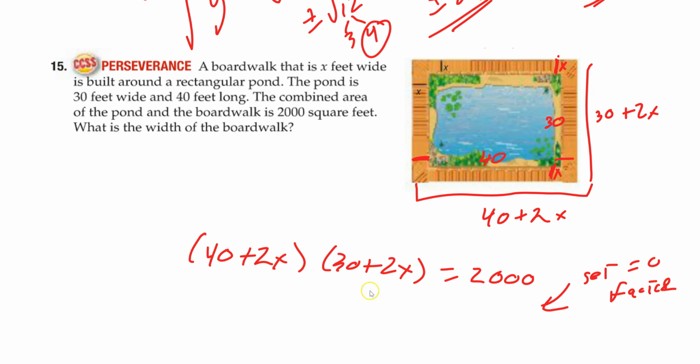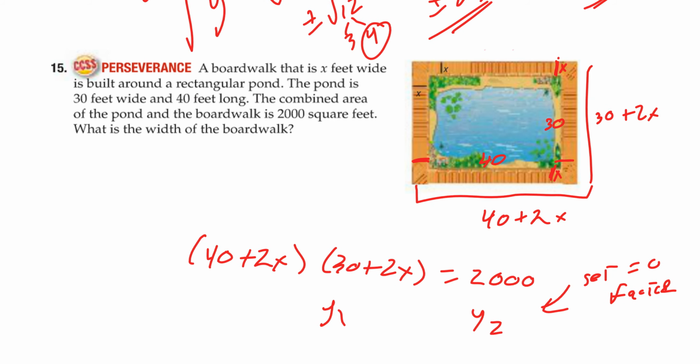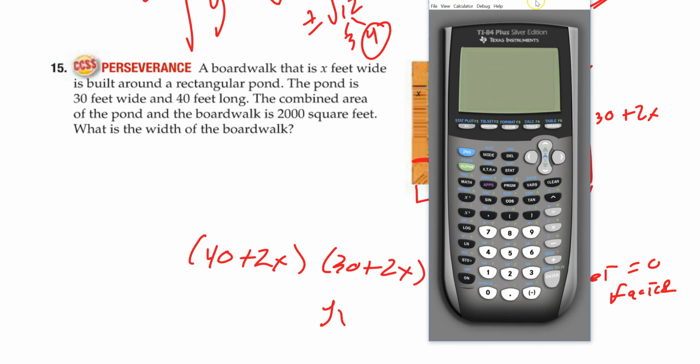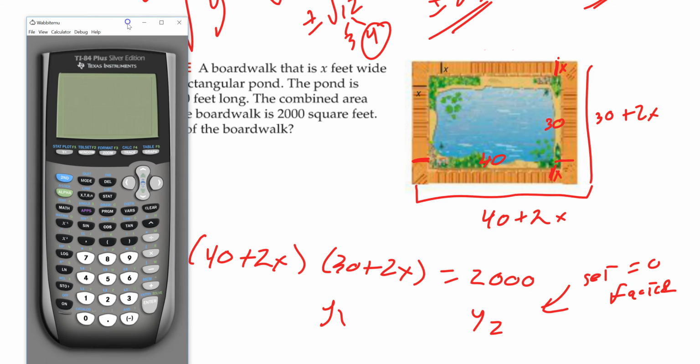I personally would just use my calculator, y1, y2, because that's going to be a lot of work for no reason. Let's do it. I'm going to show you guys how to use your calculator to solve something like that, because the way they want you to do it is going to take forever. So let's go to y equals, and type in 40 plus 2x times 30 plus 2x for y1. And over here, I'm going to put 2,000 as my y2.